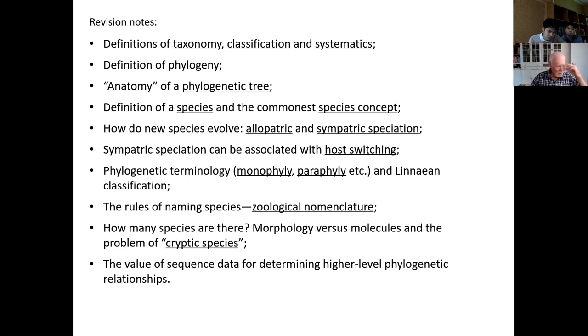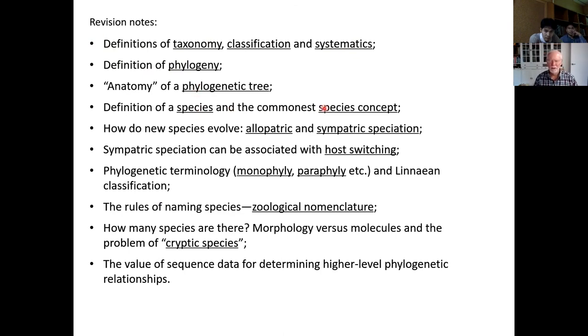Okay, our time has nearly finished. There are just the last couple of slides. These are revision notes. These go back through the topics that I've covered during the lecture. Definitions of taxonomy, classification, and systematics. Definition of a phylogeny. What is a phylogenetic tree?